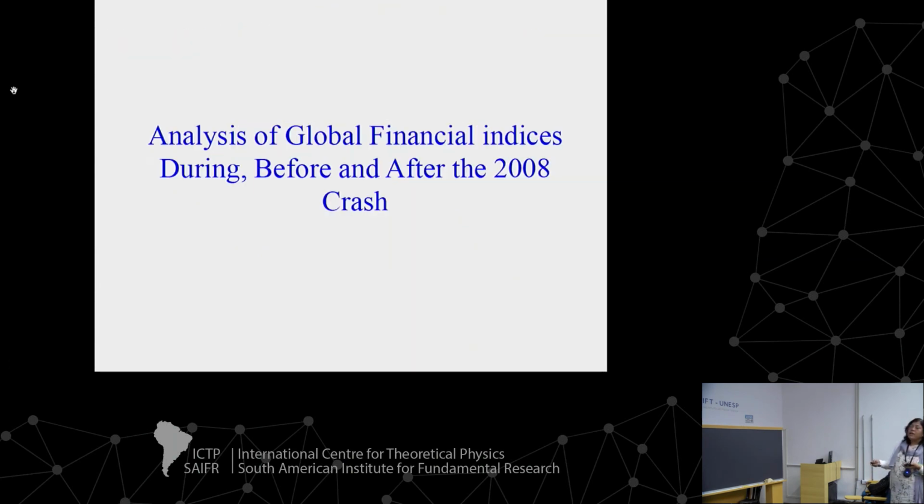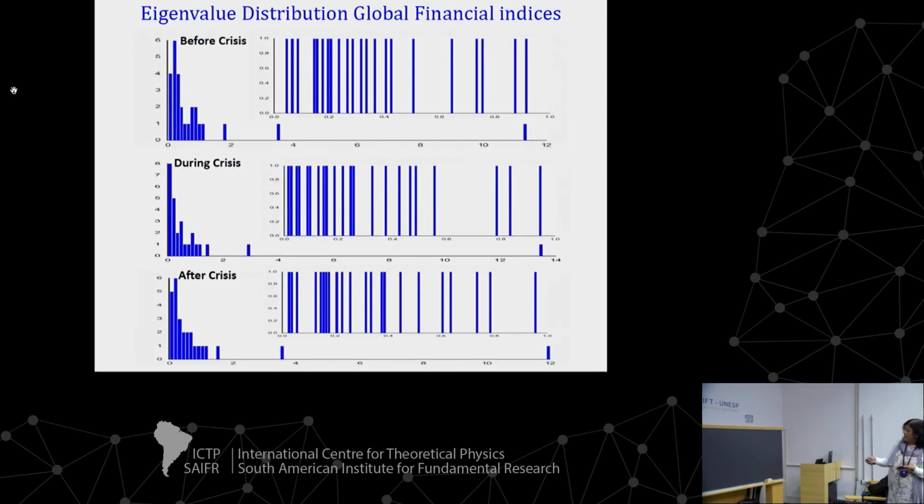Okay, so what I wanted to turn to in the next 5 minutes is the analysis of the indices before, during, and after the 2008 crisis. And here it is for the eigenvalues. Okay, and you notice that the largest eigenvalue is at 14 during the crisis. Before the crisis, it's at 12. Here it's at 14, and back to 12 after the crisis.